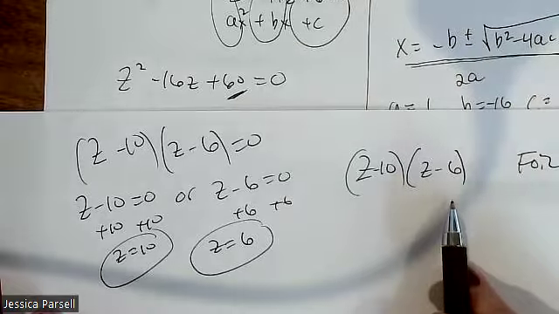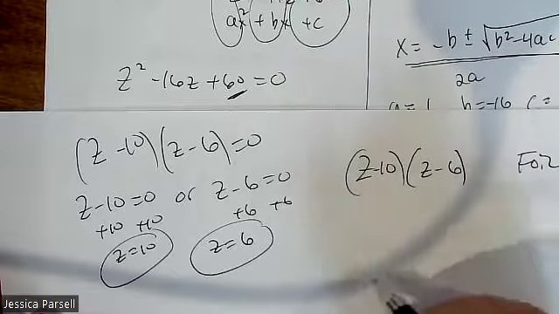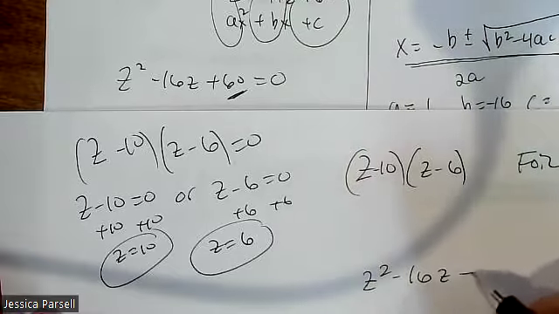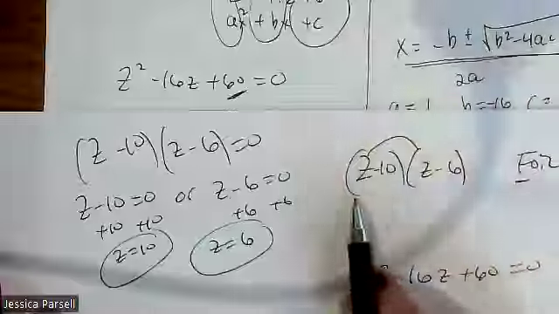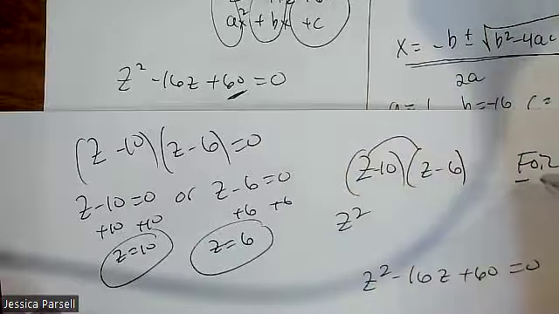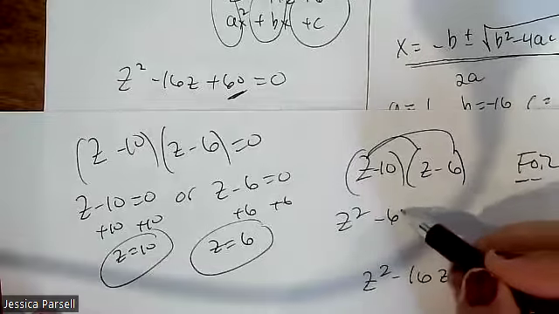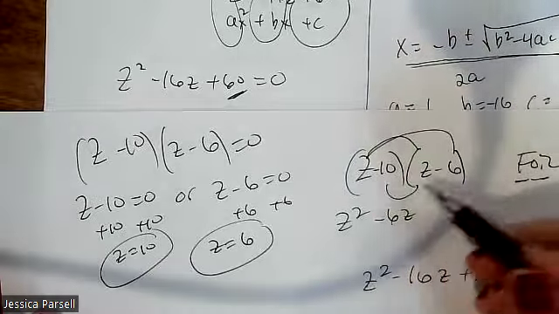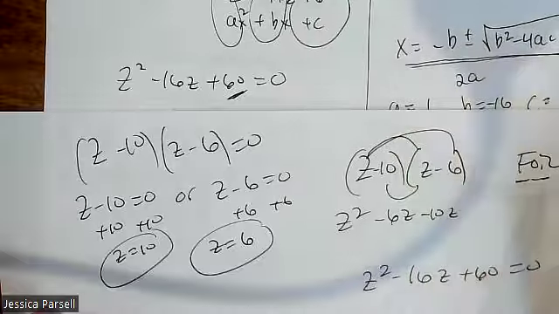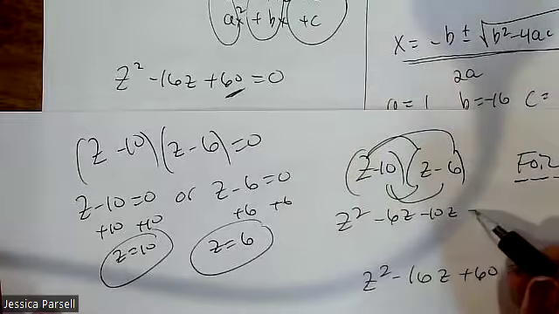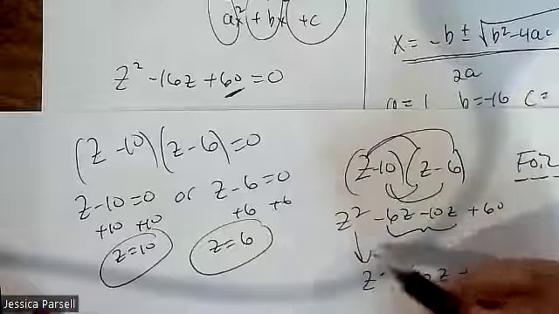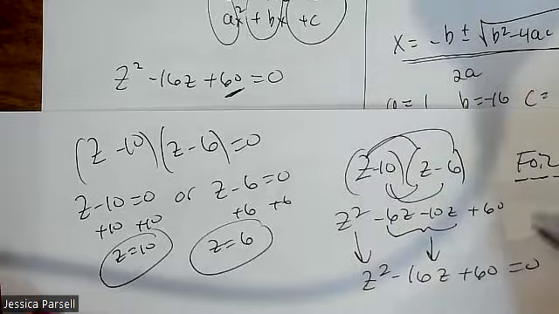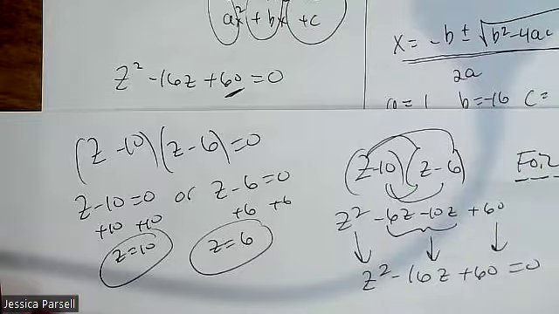So I have two factors, and I can check to make sure that this does turn into z squared minus 16z plus 60. Because you could multiply the first terms, that's what the F means. So z times z is z squared. Then you can multiply the outer terms, z times negative 6, negative 6z. Then you can multiply the inner terms, negative 10 times z is negative 10z. And then you can multiply the last terms, negative 10 times negative 6 is positive 60. And then you have some like terms here. So we got z squared, and these combine together to become negative 16z plus 60. Okay. Was that it? Yeah.